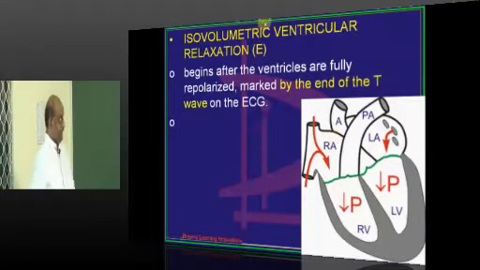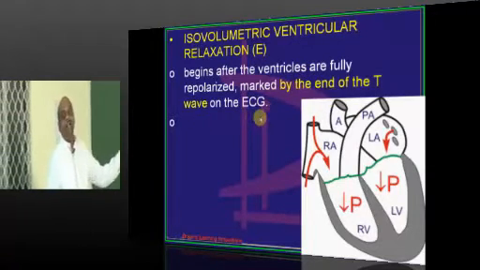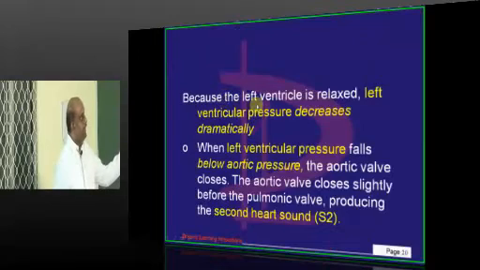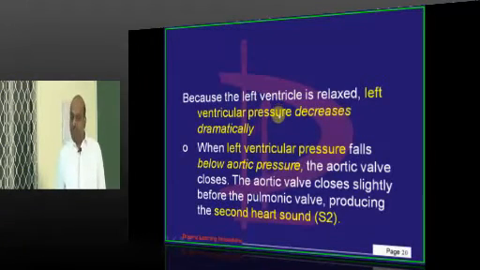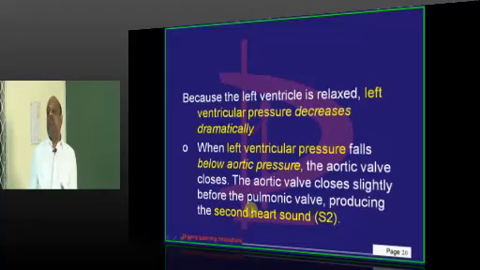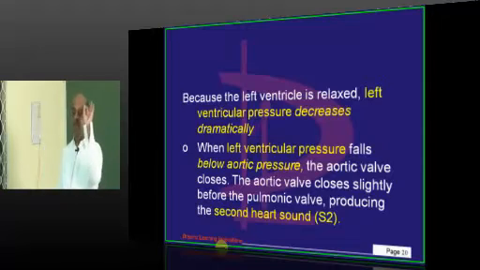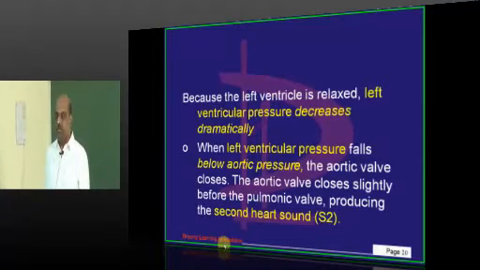But during isovolumic ventricular relaxation, which is typically marked by the end of the T wave on the ECG, the ventricle is relaxed enough that the left ventricular pressure dramatically decreases and the aortic pressure becomes more than the left ventricular pressure, and that closes the aortic and pulmonic valves. And we listen to what is called the second heart sound.